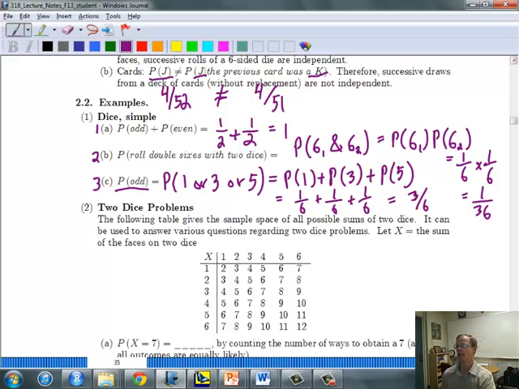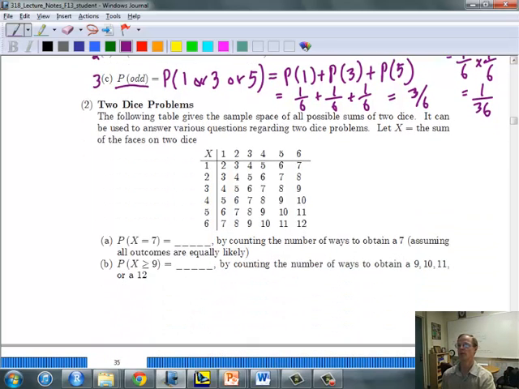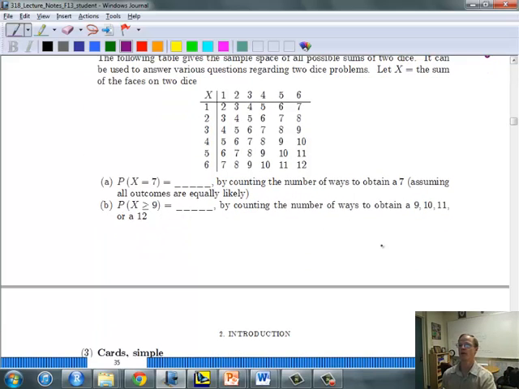Okay, now let's consider 2 dice problems. Things get a little bit more complicated. What's the probability that x equals 7? What's x? In the 2 dice problem, the random variable x is the sum of the faces of the 2 dice. That's what we're going to use. And so what's the probability that x equals 7?